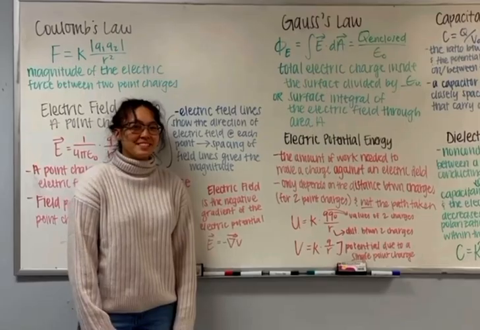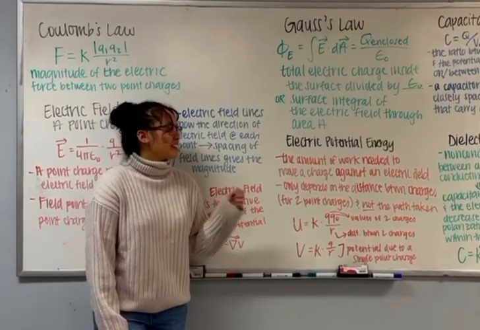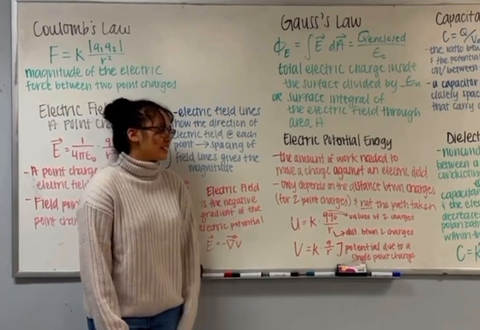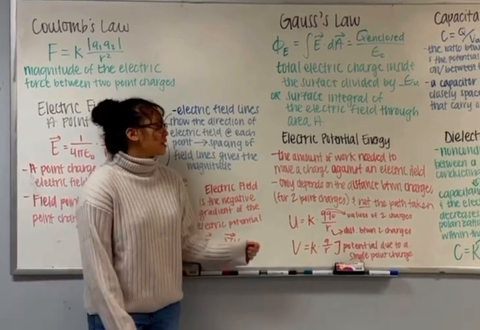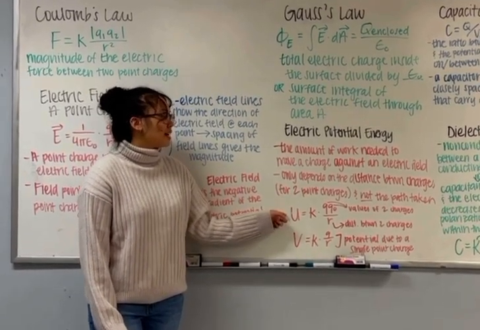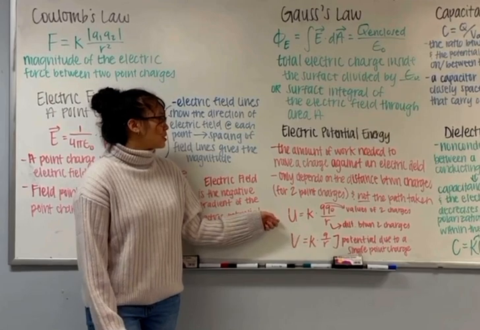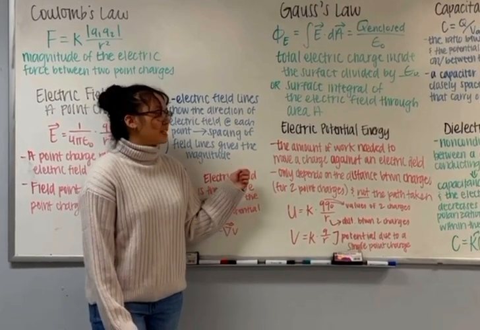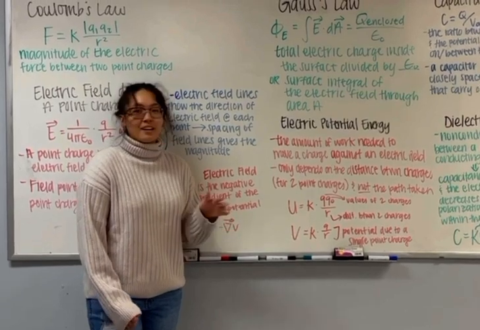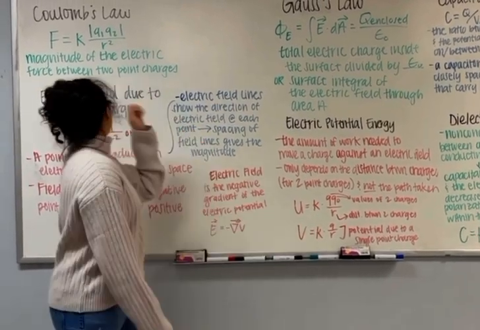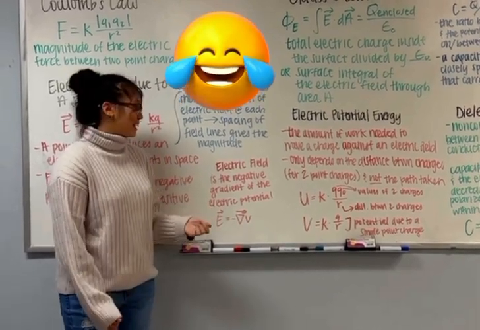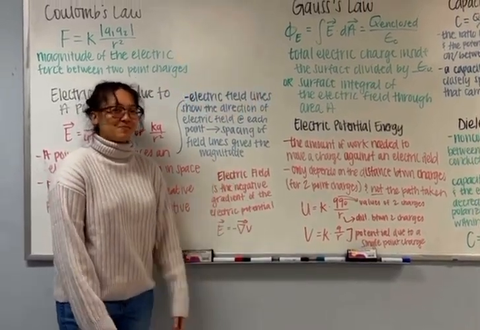Next we have electric potential energy, which is the amount of work needed to move a charge against an electric field. This value can be found for a single point charge or for two point charges. In the case of two point charges, the electric potential energy only depends on the distance between the charges and not the path taken. And just to connect it with the electric field, the electric field is the negative gradient of the electric potential.